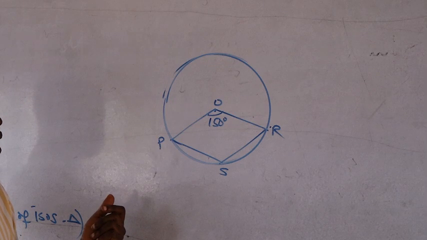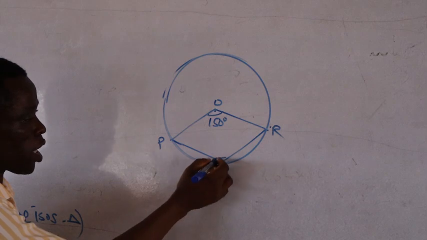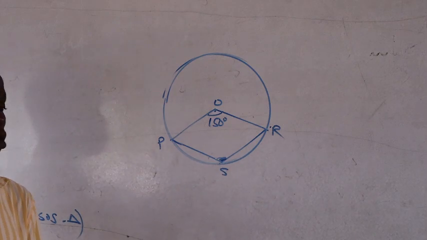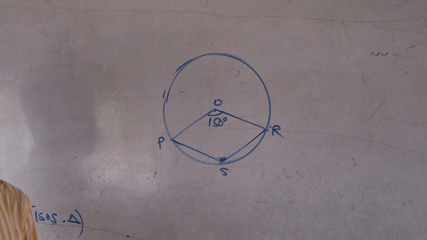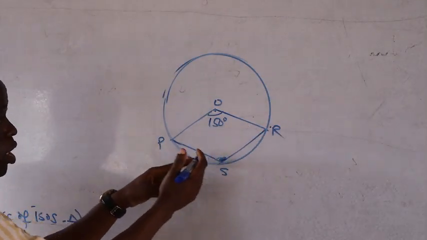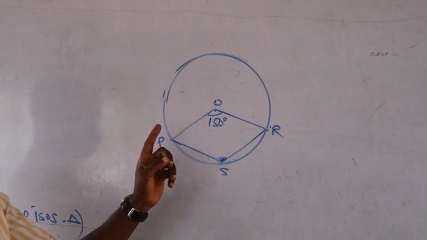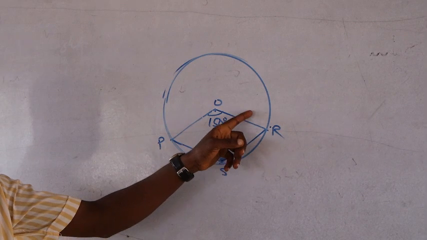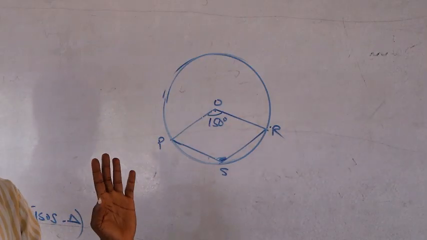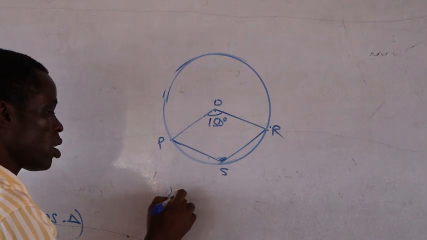To get this, I want to get this angle PSR. But I told you yesterday that angle at circumference and angle at center must not be in the same sector. This is a sector. So I need to first get this. This POR is obtuse, while this one is reflex POR, so the two are not the same. Let me first get reflex POR.